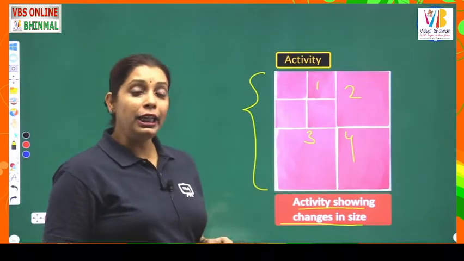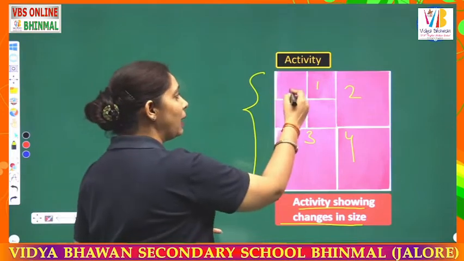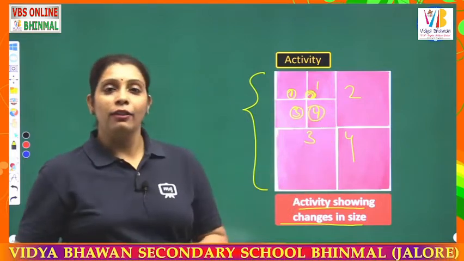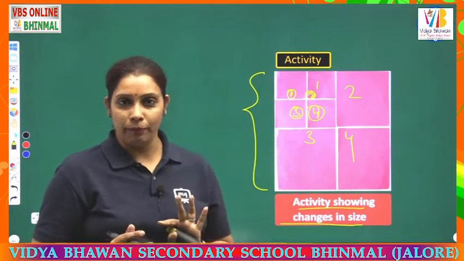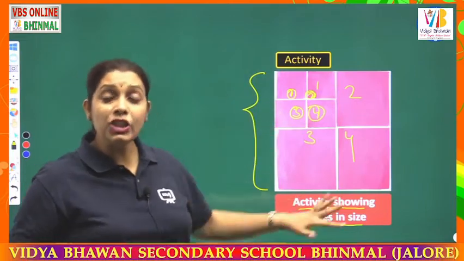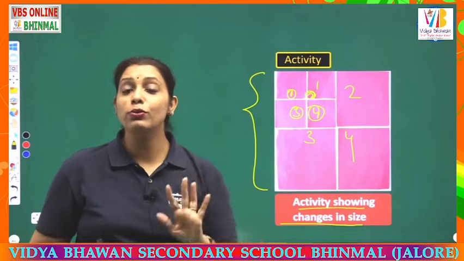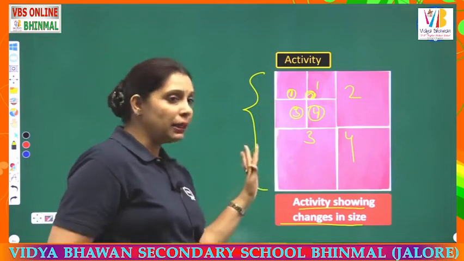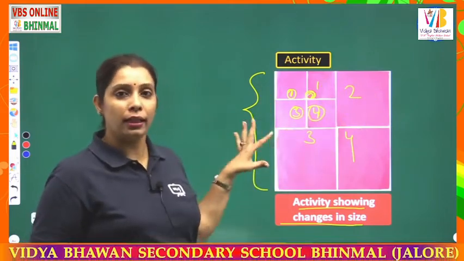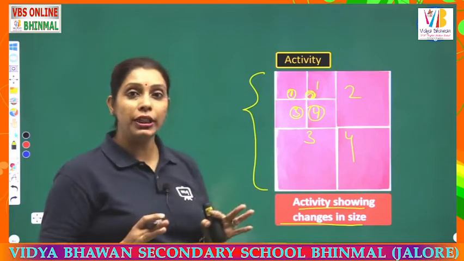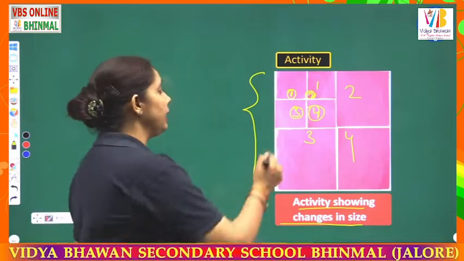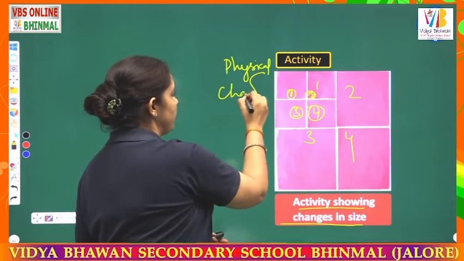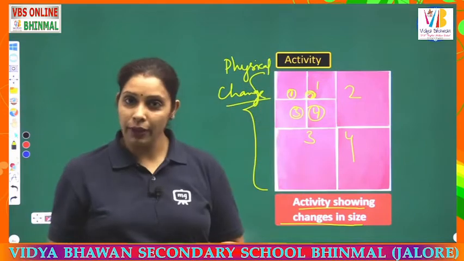Okay. And again we cut the one part in 4 equal parts. 1, 2, 3, 4. Okay. And finally again we join the paper. ठीक है. Is there any change in the chemical composition of paper? Is there any new product form? No. Paper paper ही रहा, वो छोटा था या बड़ा था, but there is change in size. So we can say it is an example of physical change. Is that clear, class? Okay.